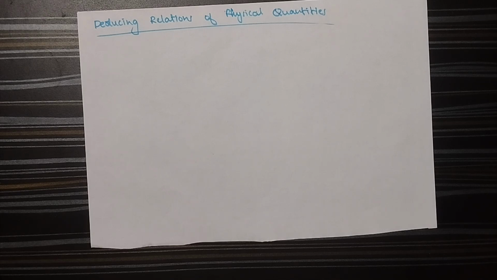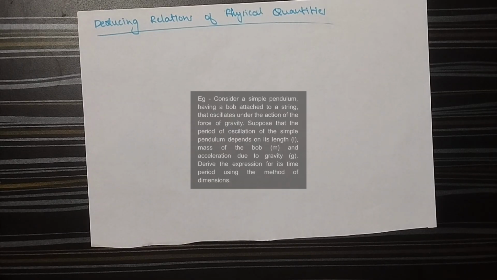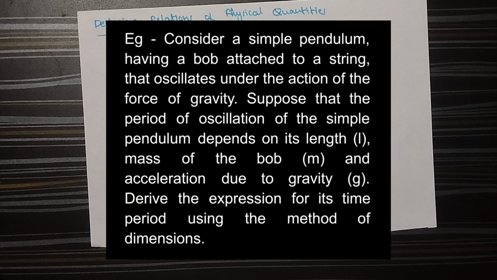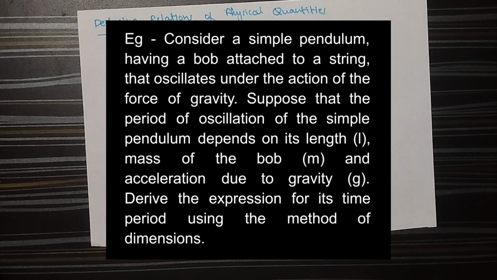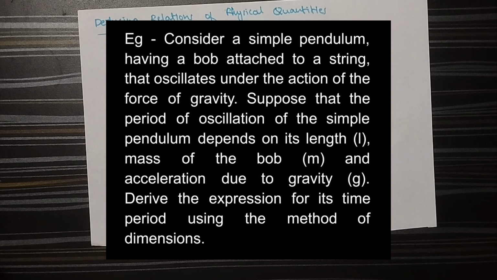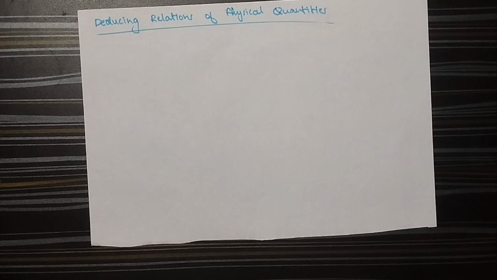I'll write a question. Such type of questions come for exam, and using this question I'll tell you how to actually deduce the relation. So I'll read the question. Consider a simple pendulum having a bob attached to a string that oscillates under the action of the force of gravity on the planet. Suppose the period of oscillation of the simple pendulum depends on the length of the string, mass of the bob, and the acceleration due to gravity on that planet. Derive the expression for its time period using the method of dimensions. So such questions will come.